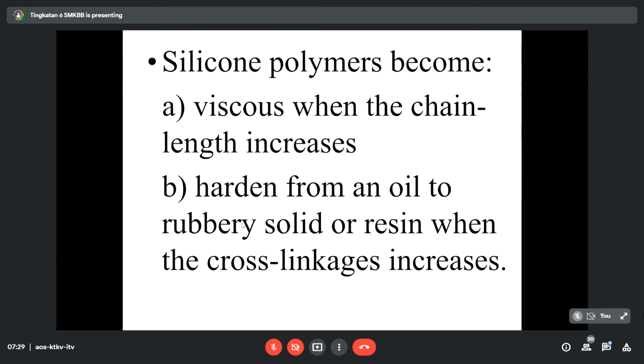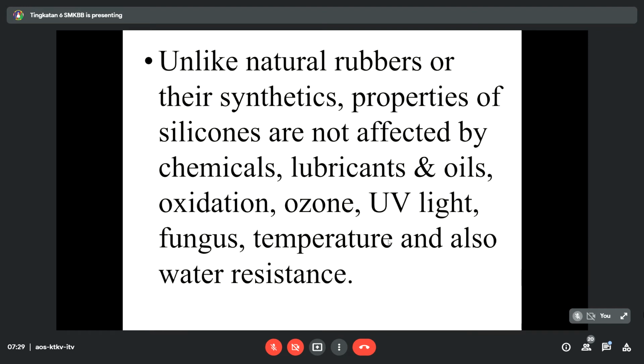Okay, so that means silicone polymers become viscous when the chain gets longer, and then it becomes hardened, from a liquid form, oil, to rubbery solid, and then eventually to resin when the cross linkages increase. Okay, more layers connected, then of course it's getting harder. From elastomer, from still elastic, it becomes something which is hard and strong. Unlike natural rubber, which also is something like that, but it consists of C and H only. Or even the synthetic rubber.